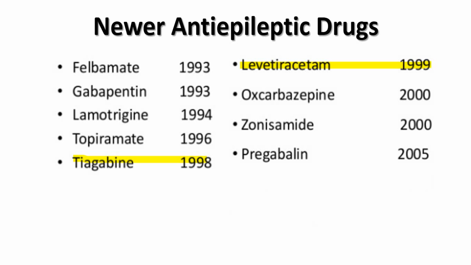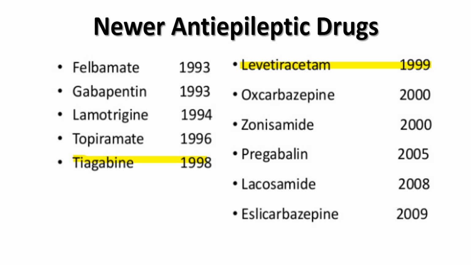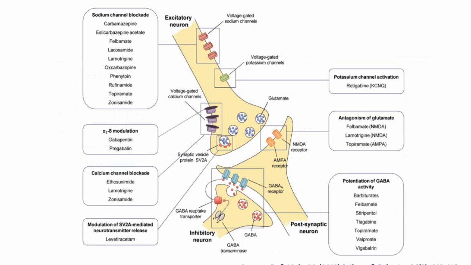And I have given a snapshot summary from a research paper from Epilepsy and Behavior, just for your information. You have lacosamide, eslicarbazepine, and latest retigabine in 2011. These are the latest anti-epileptic drugs. And of course, for writing in a Sardar Patel University exam, this can be a very good diagram. Okay. Excitatory neuron and postsynaptic neuron, inhibitory neuron.